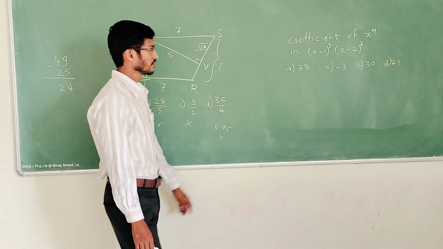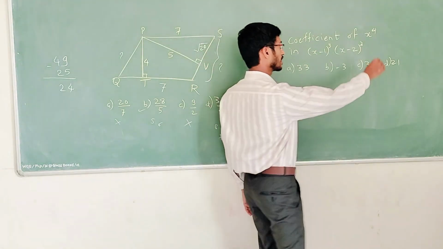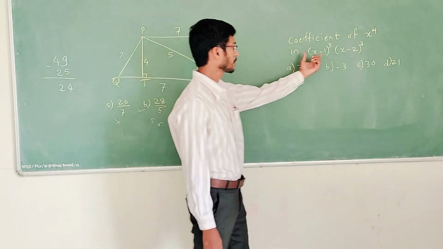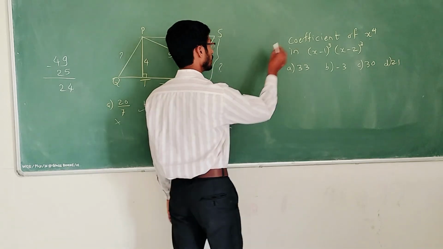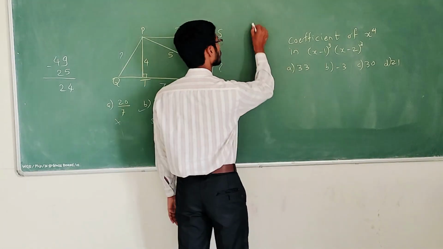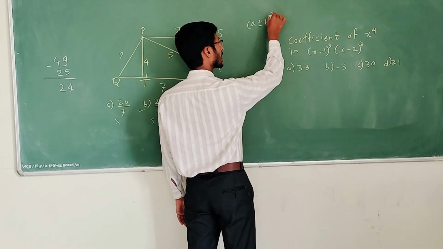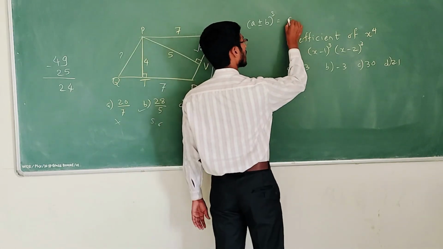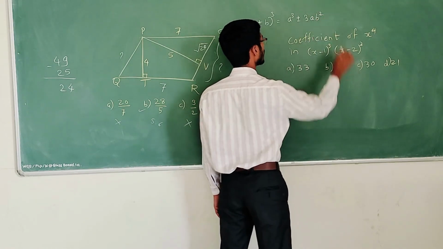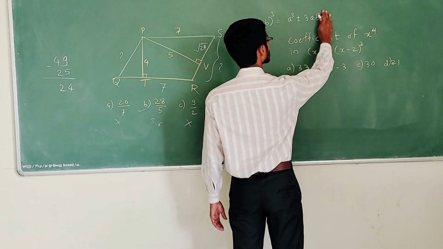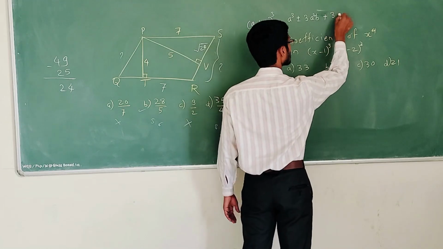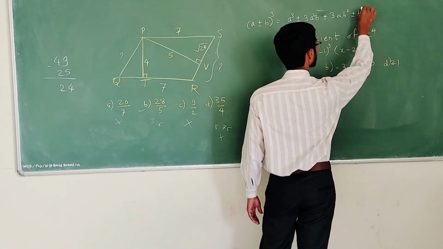Now let's solve the next one. Here we have a polynomial and we are asked what is the coefficient of x raised to 4. Now what we have to do is expand this, and here we can use the formula. The a minus b formula you must know: (a plus or minus b) whole cube. This formula is a cube plus or minus 3a square b plus 3ab square plus or minus b cube.